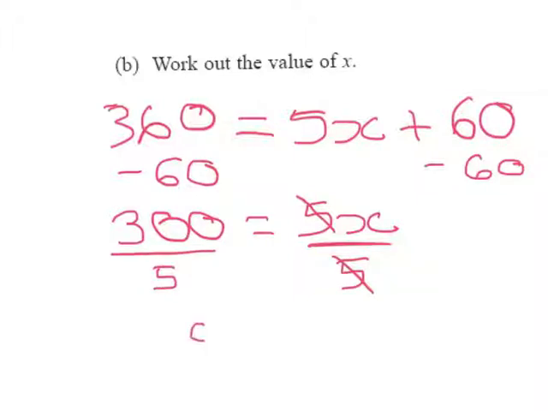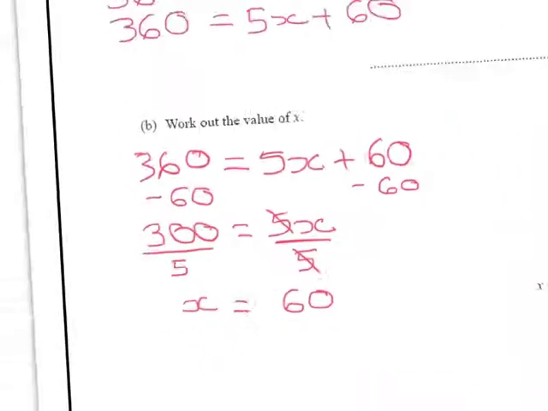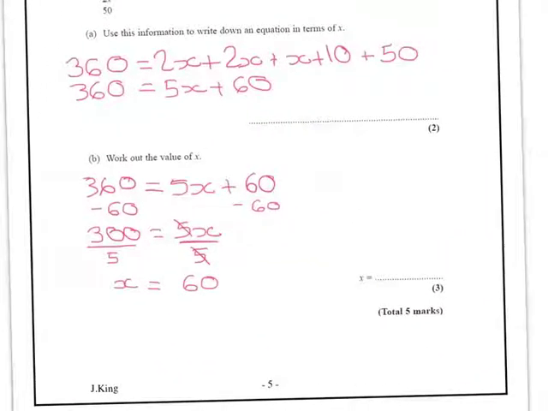So x is going to equal 300 divided by 5, which equals 60. Okay, and that's the value of x. That's our answer that we want. Okay, so obviously I haven't filled all of this in. That needs to go in there, and that needs to go in there. Those are our answers.